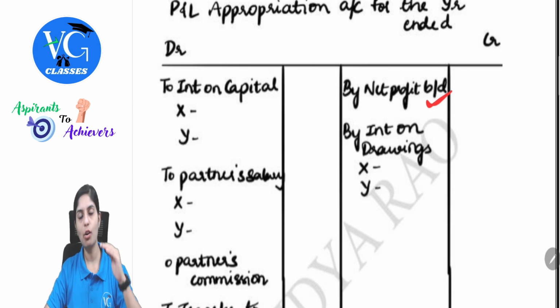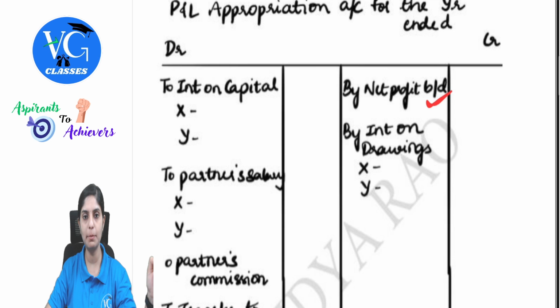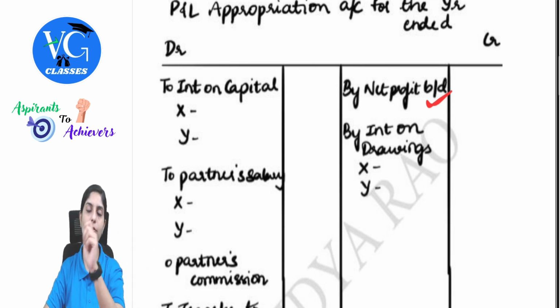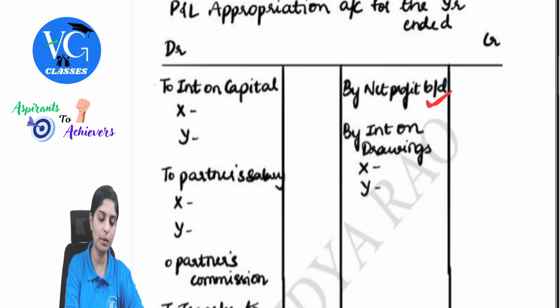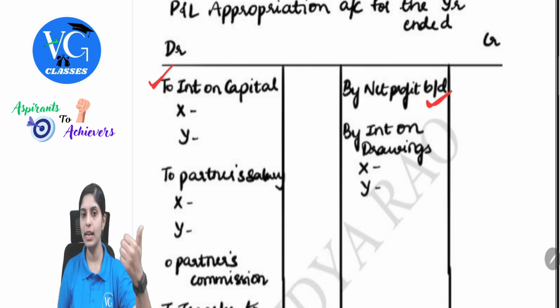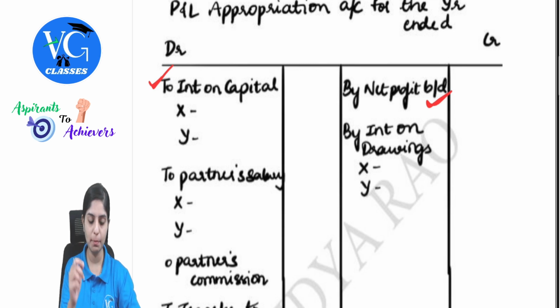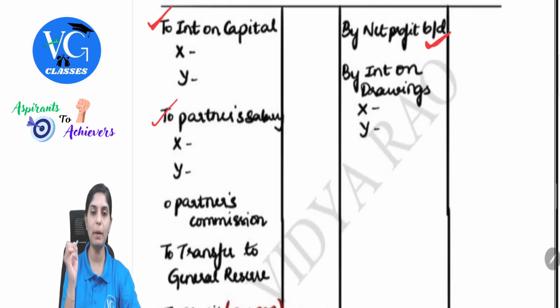Then you consider all the points in the form of nominal account from the firm's point of view. Whatever is expense to the firm will be shown on the debit side. Whatever is income to the firm will be shown on the credit side. Interest on capital is an expense to the firm because we are giving away interest for the investment made by partners. So therefore, it will be debited. How to calculate? We have already understood. Then paying partners salary. This is also an expense which is recorded as to partners salary. Then if there is any partners commission, to partners commission.